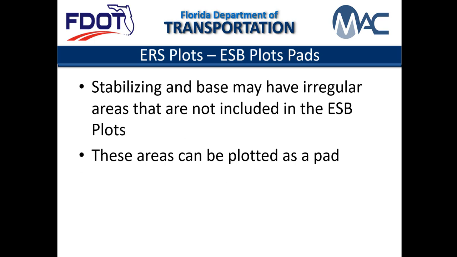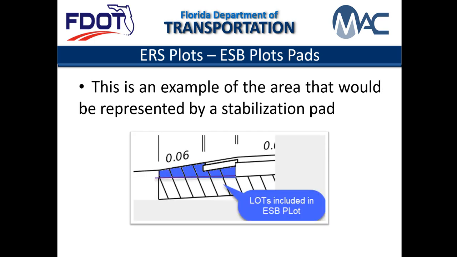Stabilizing in base may have irregular areas that are not included in the ESB plots. These areas can be represented on the plots as pads. This is an example of an area that would be represented by a stabilizing pad. The blue area needs density testing that is not part of the ESB plot.